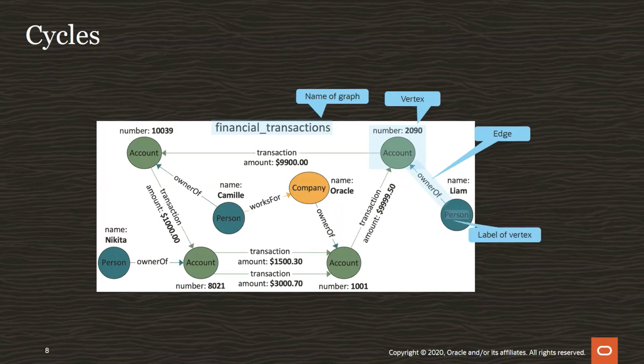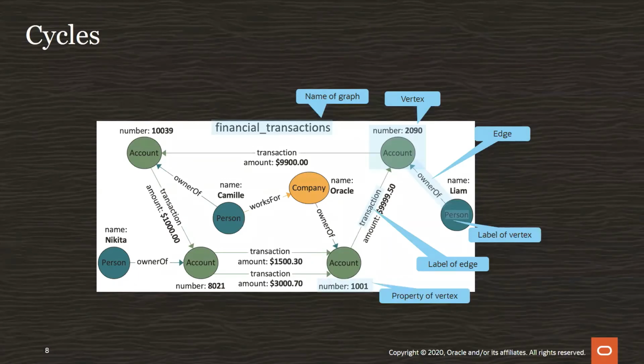The person who is owning that particular account becomes the property of that vertex, which is the label of the vertex. So the vertex is the account ID, and the person is the label or property of that particular vertex. Then we have the property of the edge. So owner is one of the edges, and then he's making a transaction to a different account. So transaction becomes the property of the edge, or it becomes the label of the edge. And then we have the property of the vertex as well, which is basically the account number. So account ID is the vertex, and the account number is the property of that particular account.